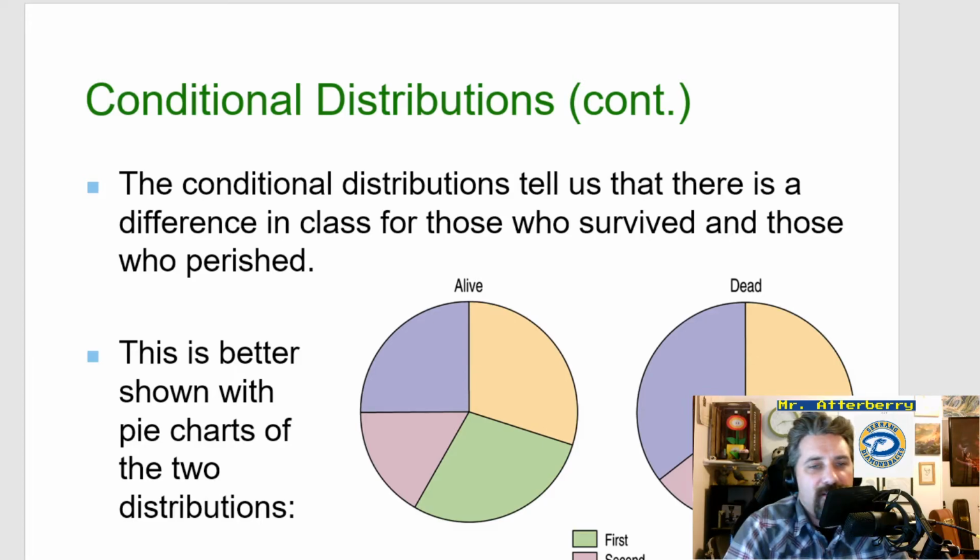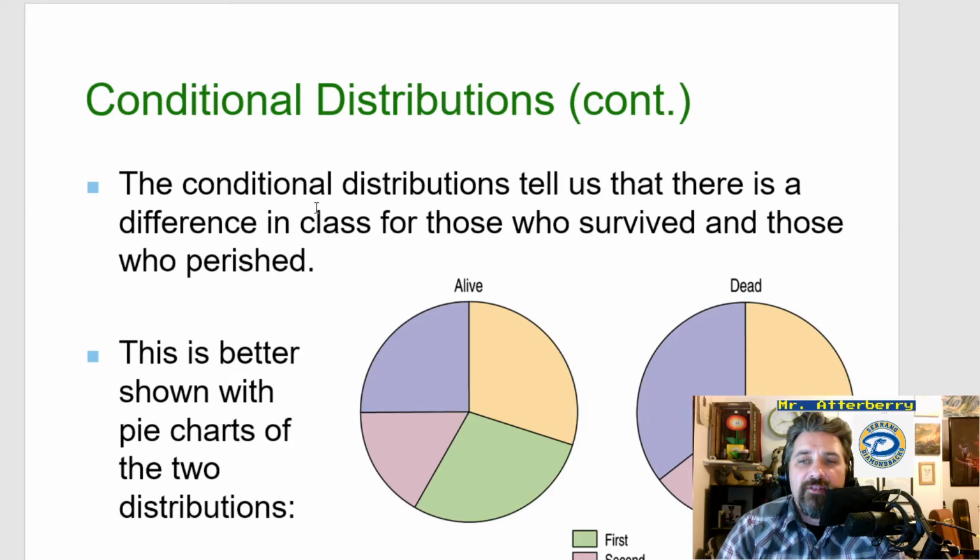who perished. This is better shown with pie charts of the two distributions. So you notice these pie charts, the one on the left and the one on the right, both come from the same data set, right? The one we've been looking at. And you notice the green sections are first class, the pink are second, the blue or light purple is third class tickets, and then that orangish yellow is the crew members.